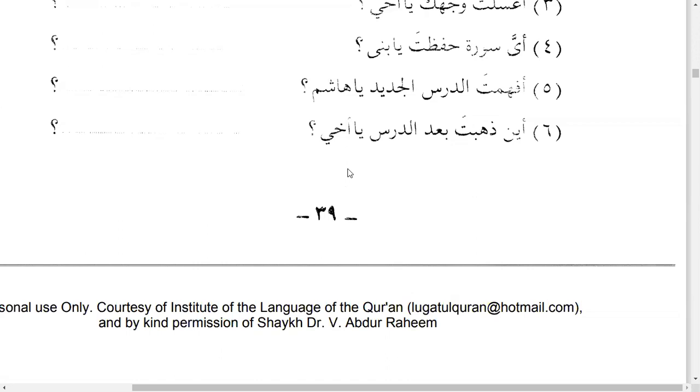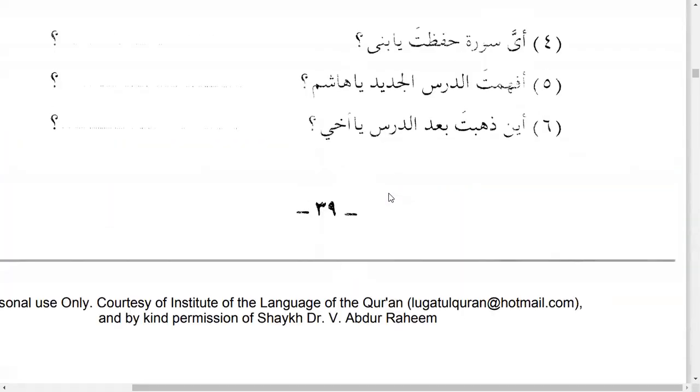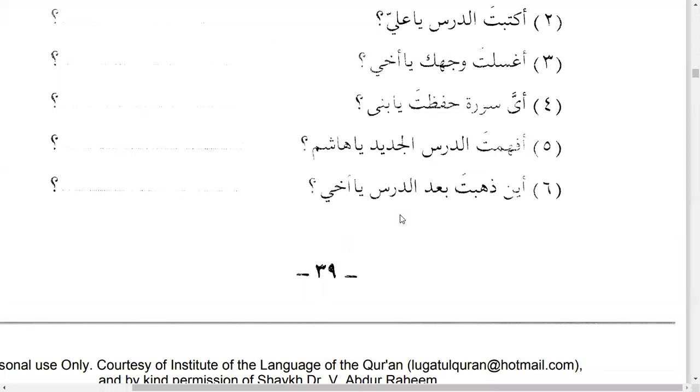Okay. Ayna dhahabta ba'da ad-dars ya akhi? Where did you go after the lesson? Ayna dhahabti ba'da ad-dars ya ukhti. Excellent. Okay, sorry, please. Why is ad-dars with fatha? Because it is the object, right? Dars is the object, and that's why it is mansub. The noun that we have used for the adjective, for the dars, is al-jadid. So the lesson, al-jadid, it can be al-jadid, it can be al-qadim, the one that we learned like 6 months ago. So that would be al-qadim.